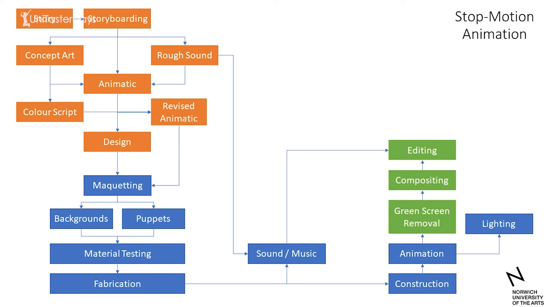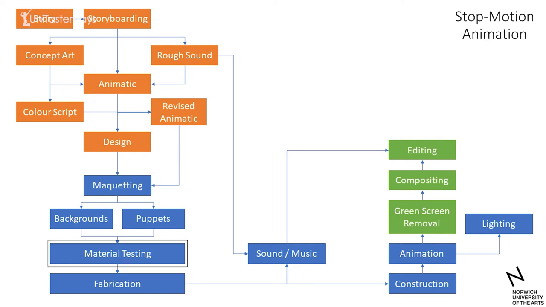But stop motion has a physical counterpart to it. So once the design is complete, we move into maquetting or creating the miniatures. We create the armature that will help us move the characters' limbs, which is the puppets, and we also create the sets or the backgrounds.